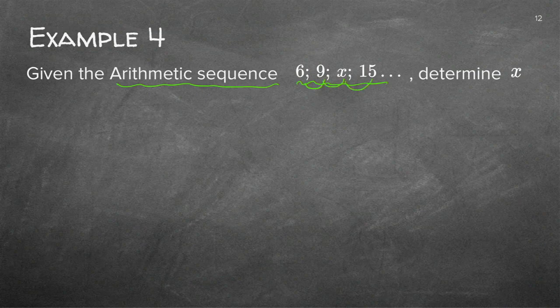I can find the first one. 9 minus 6 is 3. But now there's the x. So the next one will be x minus 9. Let's just put a semicolon. The next one will be 15 minus x. So suddenly, I've got a complicated, funny d. I still know this is my d, either 3 or x minus 9 or 15 minus x.